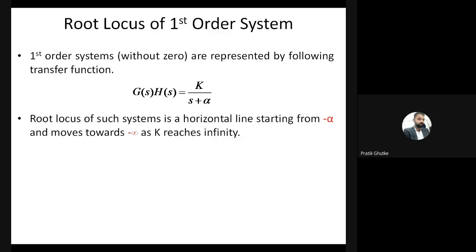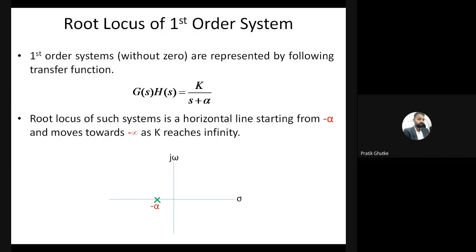The root locus of such a system is a horizontal line starting from minus alpha and moves towards minus infinity as K reaches infinity. This is the definition of the root locus, right? See, s plus alpha means s equals minus alpha. Minus alpha is your pole. This is your pole zero mapping.